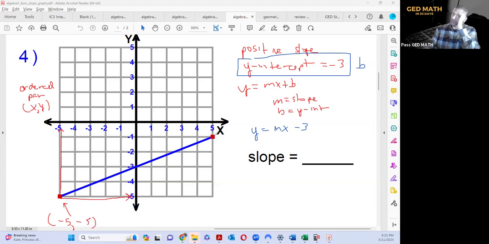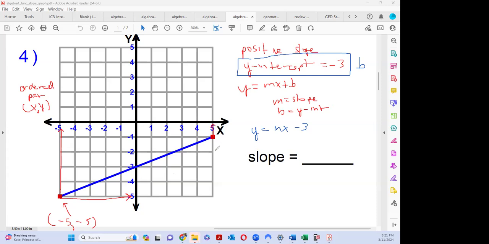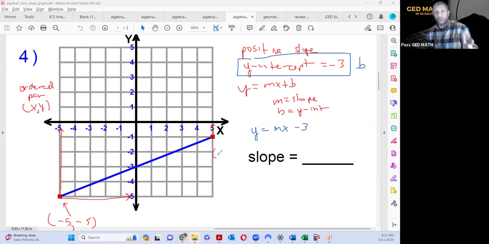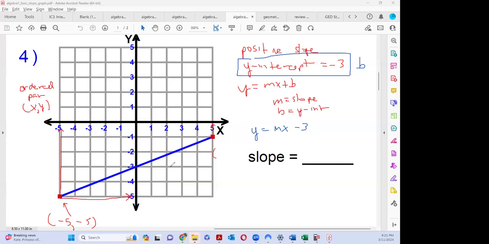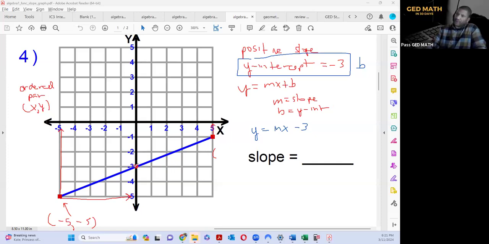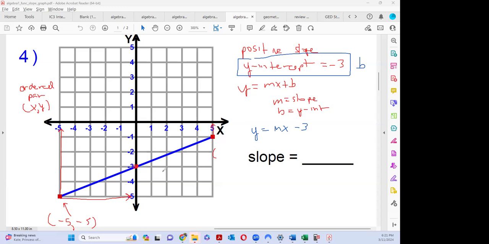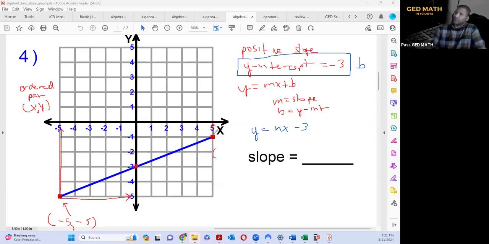For this point, what's our x? I'm looking at the point, I was thinking it was the line itself. Remember, you can choose any two points. That's a point, and then the other one is a point. But this is also a point right here. So this point will be the second point.